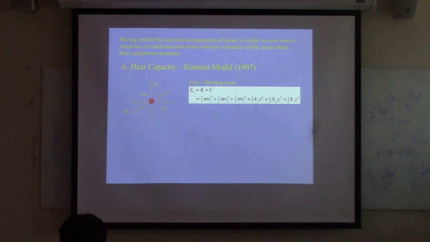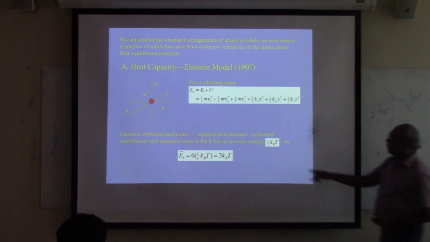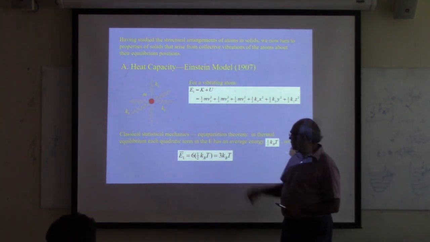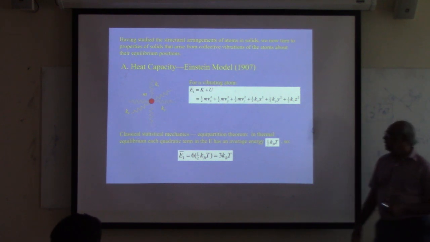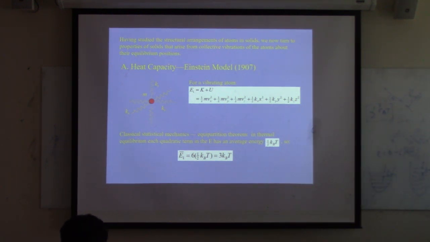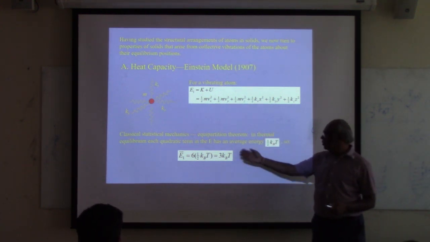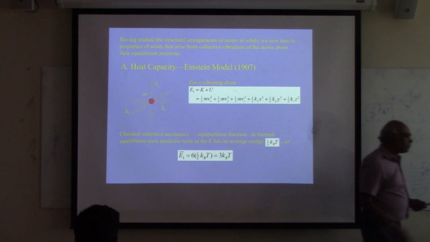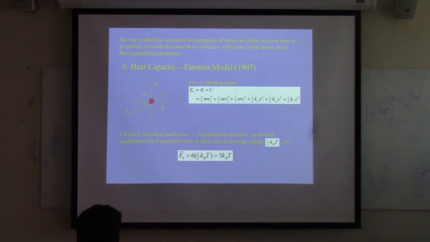So if you calculate the total energy U, 6 times half kBT, the average energy E here, you get 3 kB times T. So that is for one atom, right? Suppose you take n number of atoms, you have to multiply by n, right? So now suppose we have 1 mole. 1 mole means how many atoms you have? Avogadro number of atoms, right?